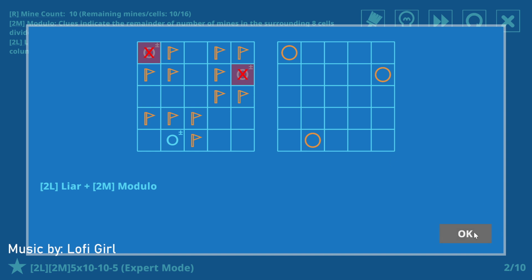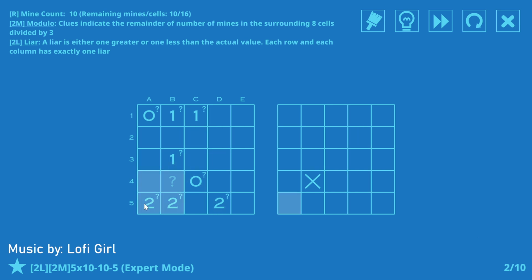Okay, so lots of really interesting implications of lie and modulo together. Oh, that's why there's so many clues here. Okay. Well, what is this? What is this code? 5 by 10-10-5. Okay. Geez, where do we start?